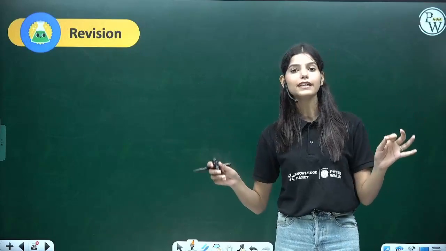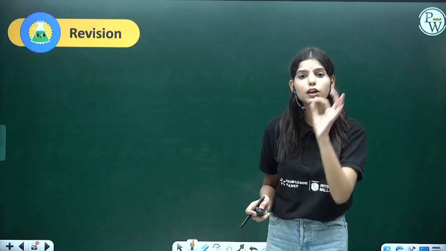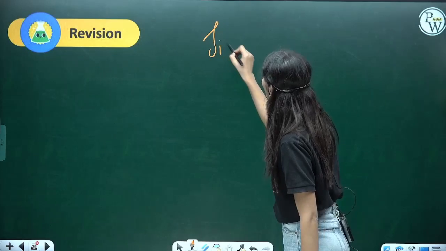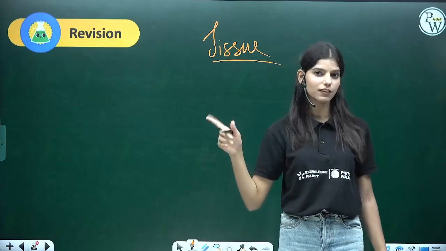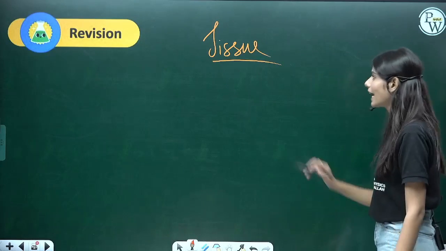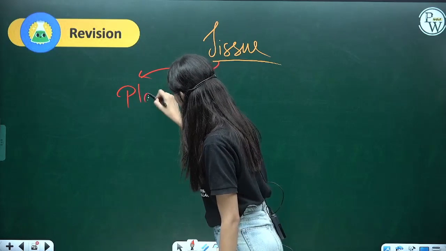So we started a learning journey by learning about the tissue. I hope all of you know what we mean by tissue. Tissue is actually a group of cells, and these cells are working together for a specific function. Then we learned that tissues are different in case of animals and in case of plants as well, right?